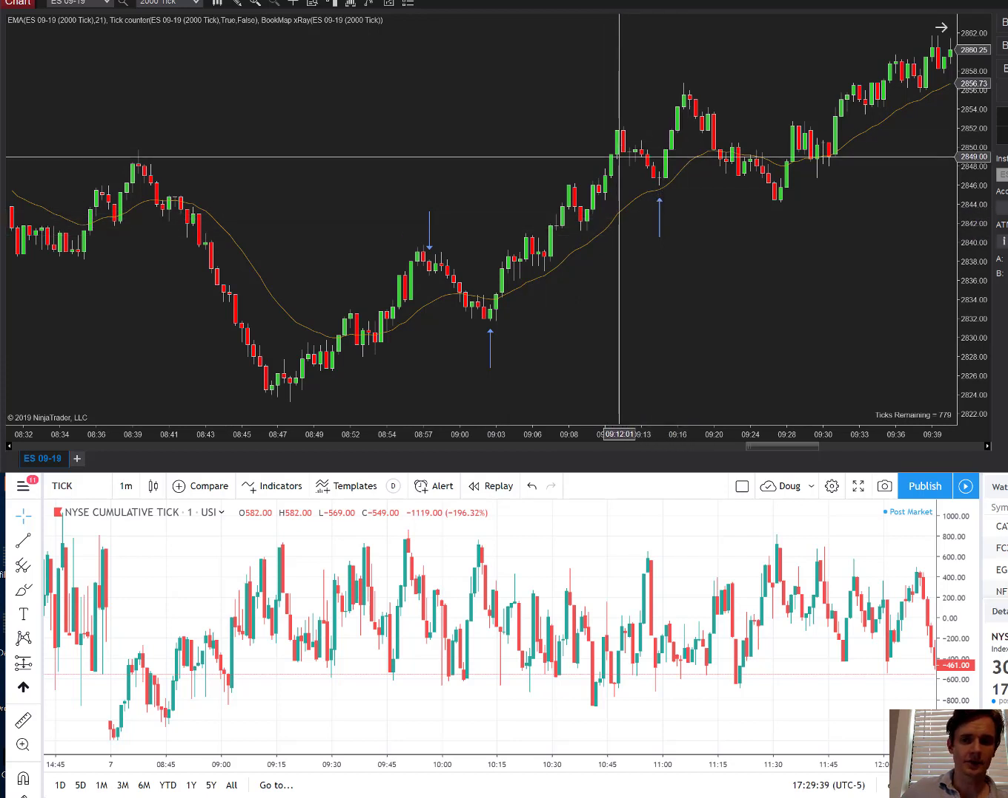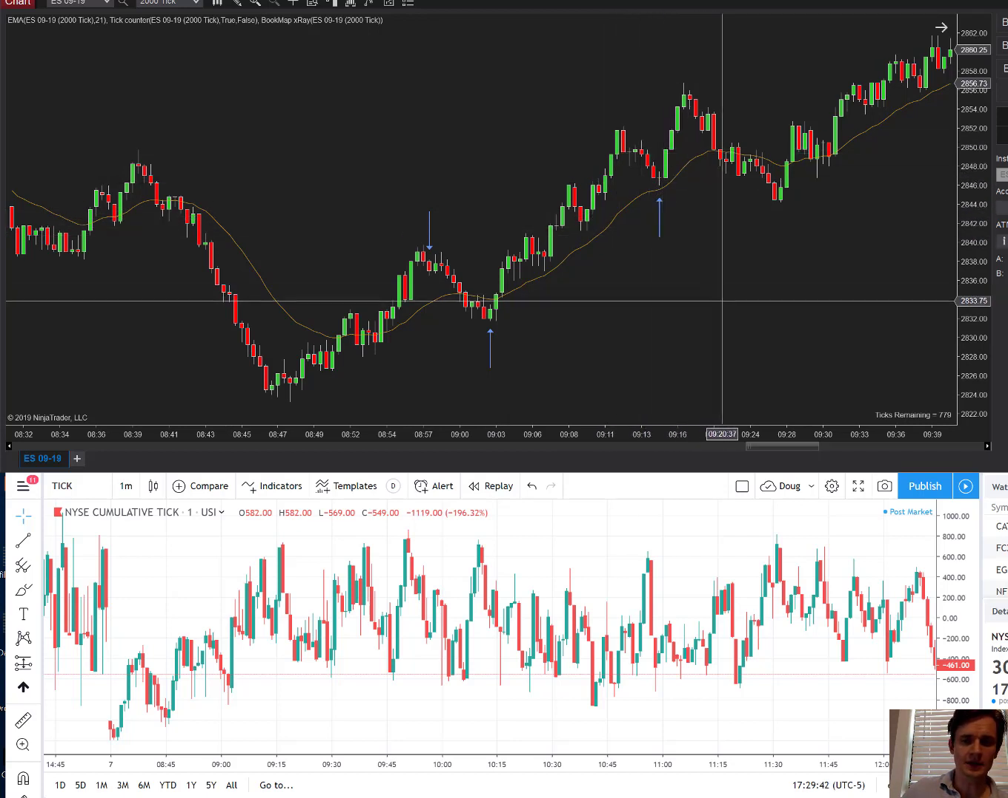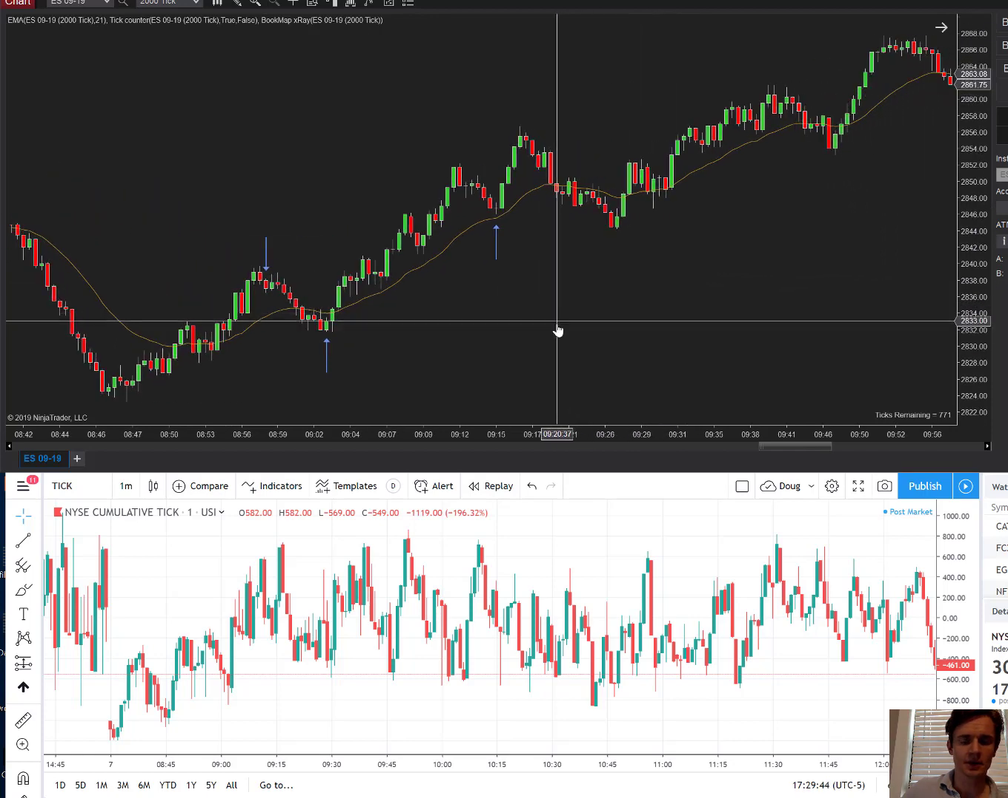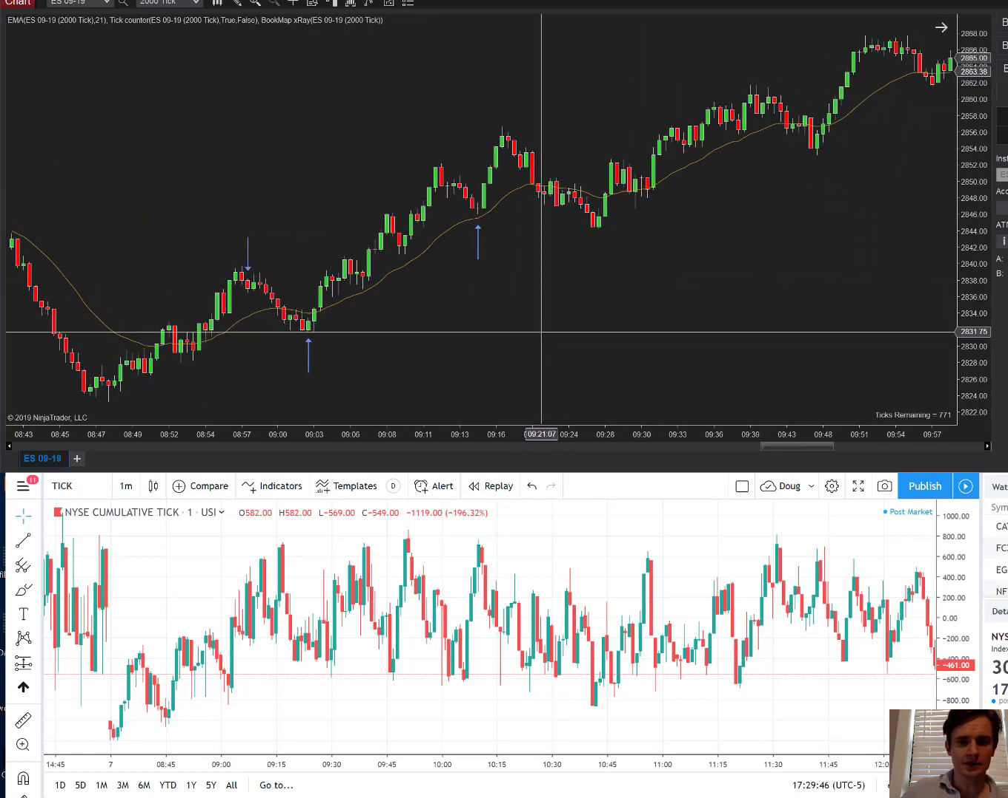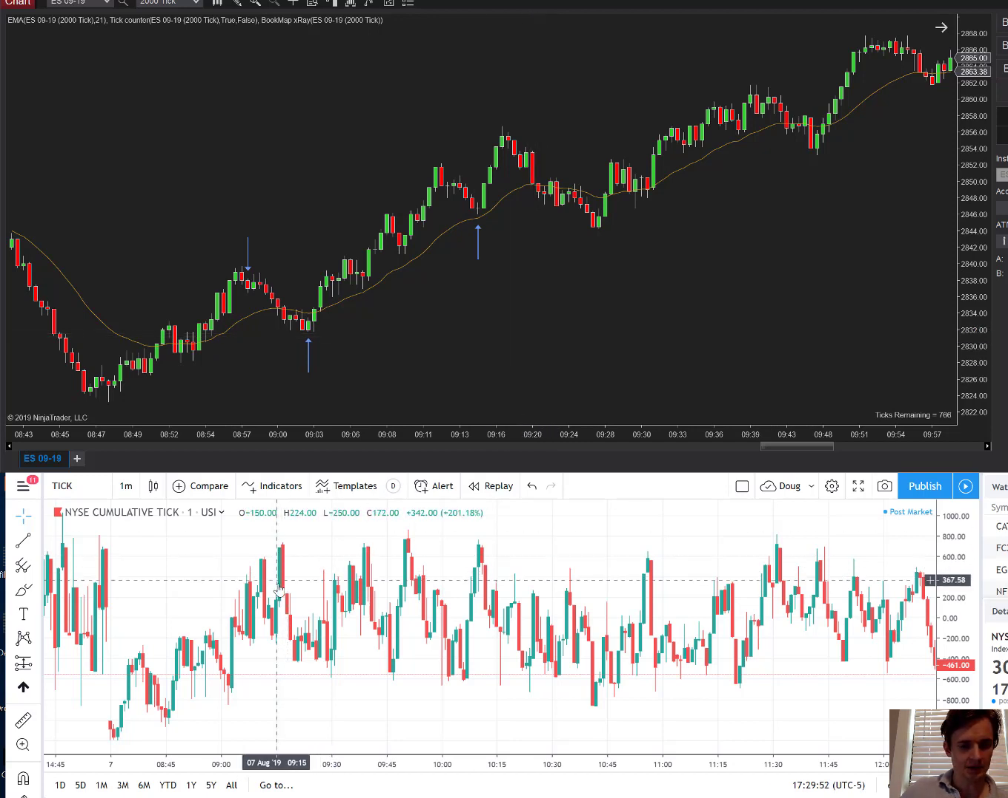And first entry, second entry for you price action enthusiasts. So that is a fantastic little trade. Let's see what else we've got coming up. We come down, we establish kind of this new low area here. This is kind of no man's land.